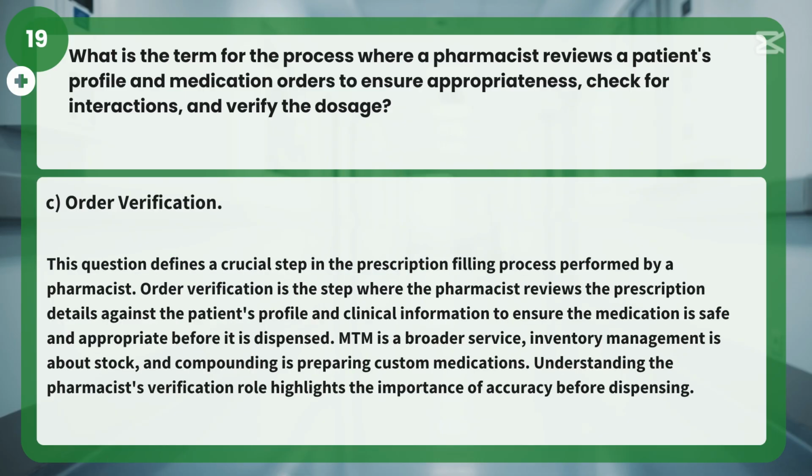Answer: C. Order verification. This question defines a crucial step in the prescription filling process performed by a pharmacist. Order verification is the step where the pharmacist reviews the prescription details against the patient's profile and clinical information to ensure the medication is safe and appropriate before it is dispensed. MTM is a broader service, inventory management is about stock, and compounding is preparing custom medications. Understanding the pharmacist's verification role highlights the importance of accuracy before dispensing.